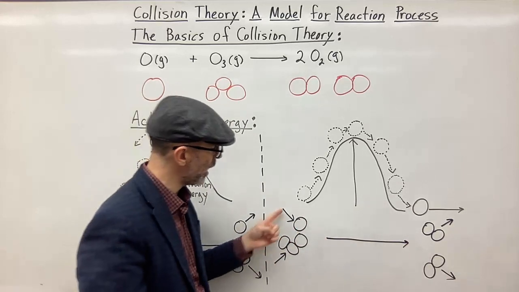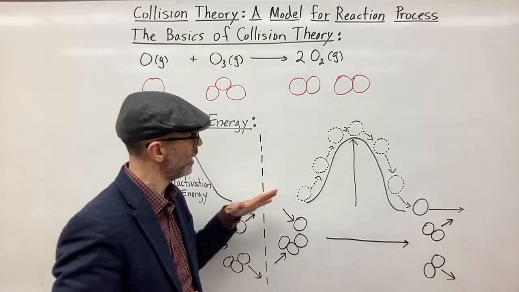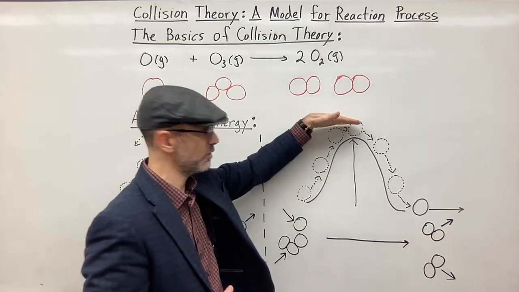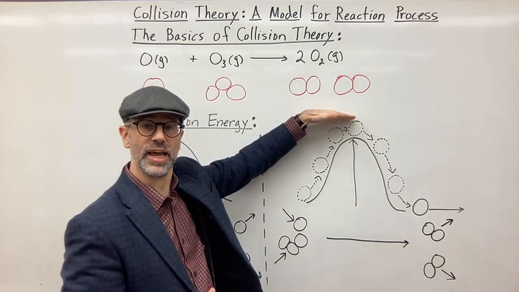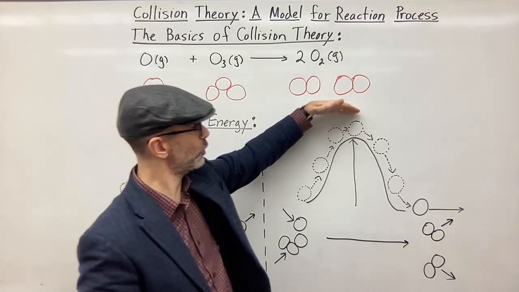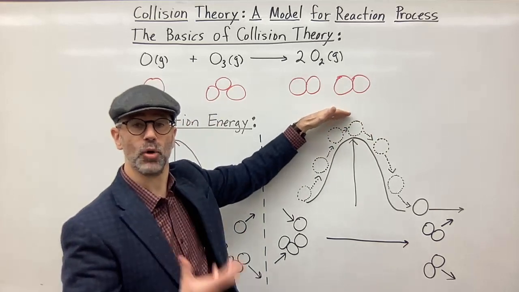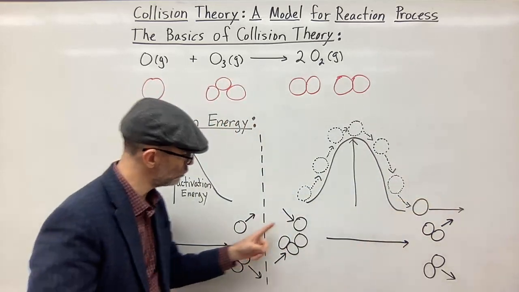So in the same way, if these have enough energy when they collide, then it'll be enough to reach the activated complex. It'll be enough to reach that transition state. And then at that point, the bond that's being formed can fully form, and the bond that's being broken can be fully broken to form products. So that's what you see here.